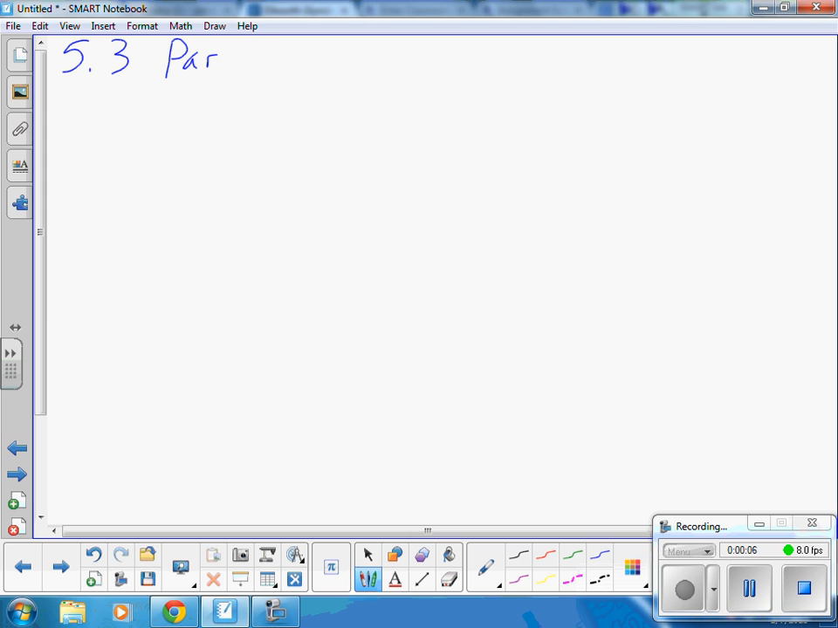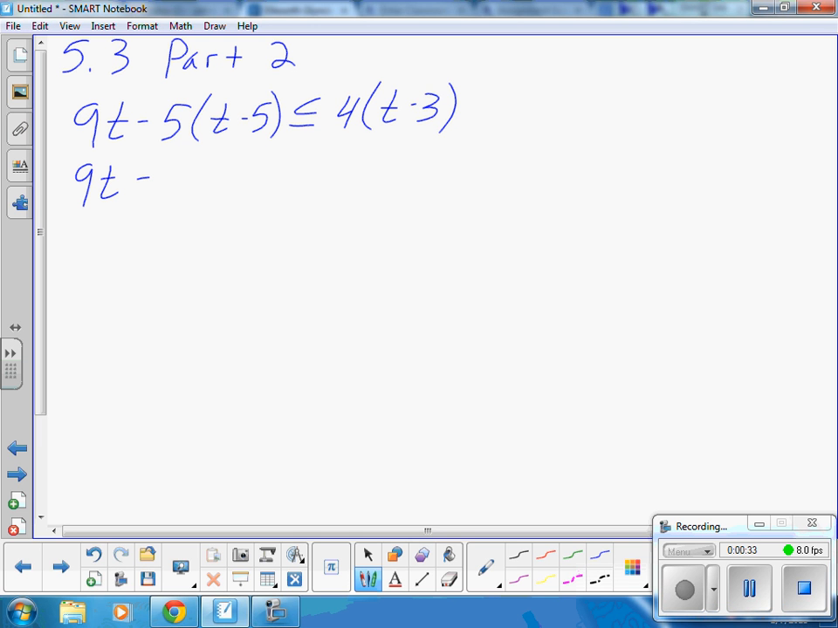5.3, part 2. Okay, the start off with the problem is going to look just like all the other problems. 19 minus 5 times the quantity t minus 5 is less than or equal to 4 times the quantity t minus 3. Okay, do our distributive properties. 9t minus 5t plus 25 is less than or equal to 4t minus 12.